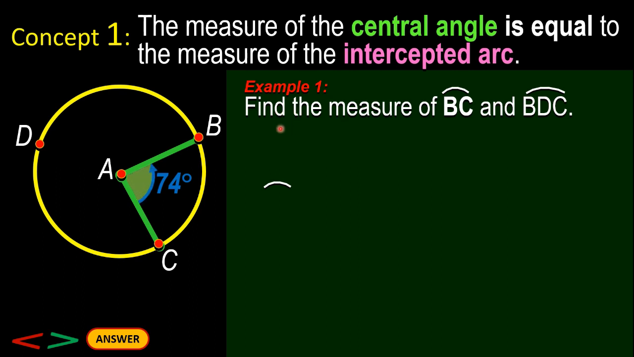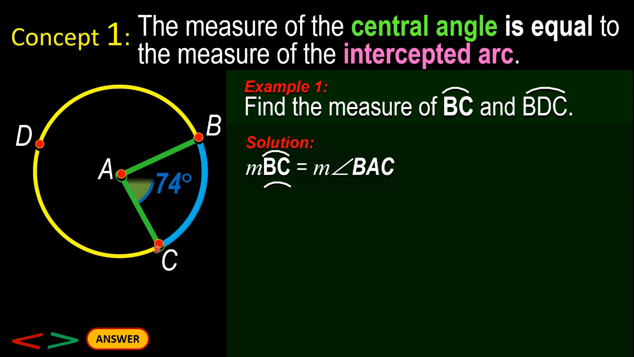Example number 1. Find the measure of arc BC and arc BDC. Measure ng arc BC ay equal sa measure ng angle BAC. Kung ang measure ng arc BC ay 74, therefore, ang measure naman ng angle BAC ay 74.